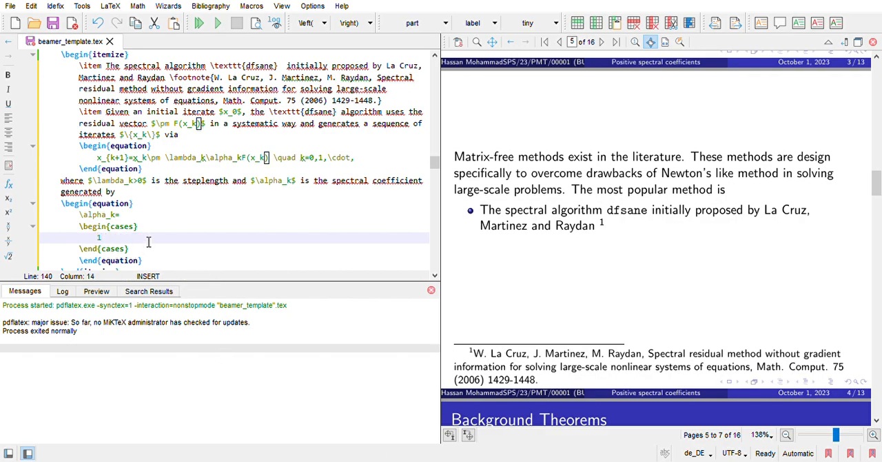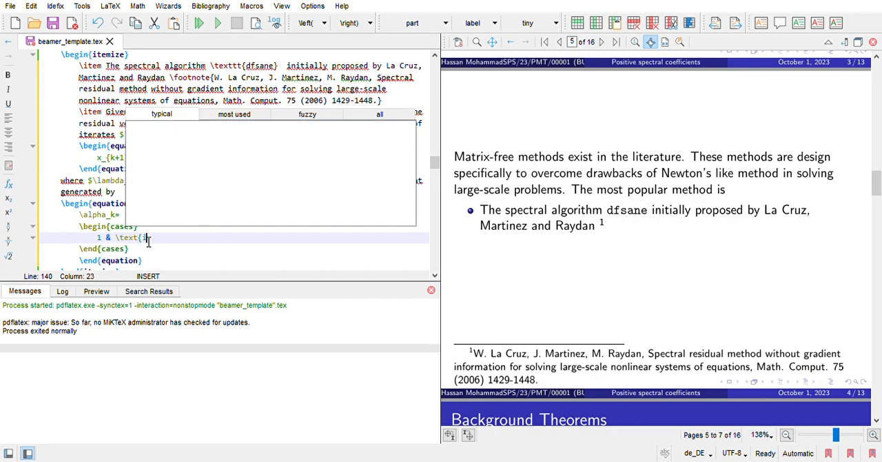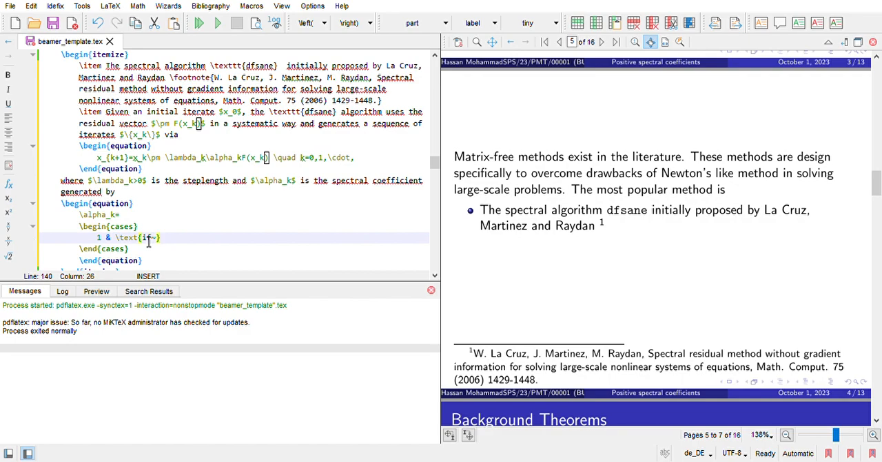Then I'll put it in text mode. Then I have to provide an unbreakable space. If k is equal to 0, and then on the next line, what is it? It is another definition of alpha k: norm of s_{k-1} over the inner product of y_k and s_k, if k is bigger than 0. So I have to do this.